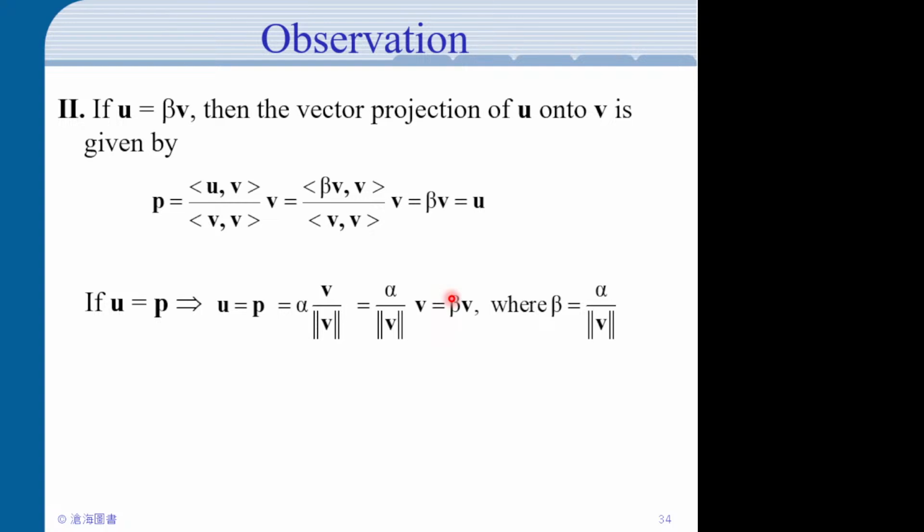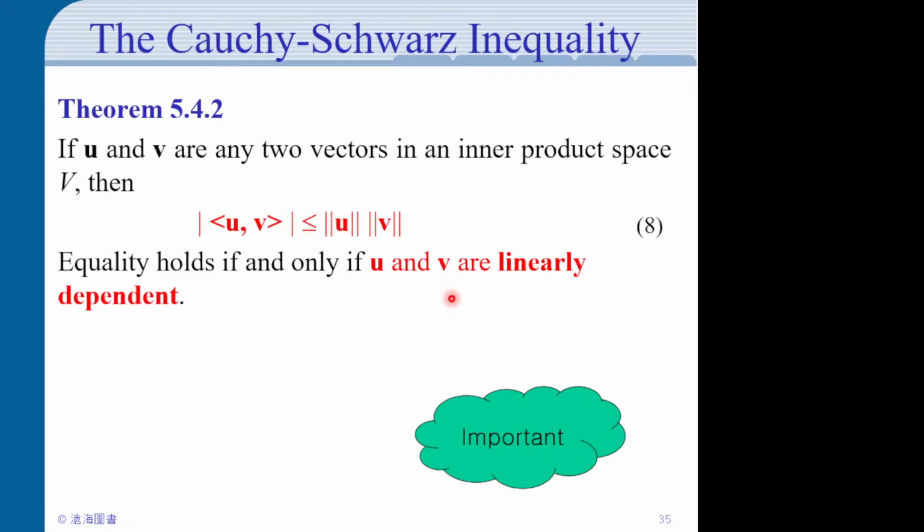Okay, and then we go to the next thing: proving the Cauchy-Schwarz inequality. We actually didn't prove this in Rn, so now let's keep proving this more general case. The Cauchy-Schwarz inequality says that the norm of the inner product of U and V is less than or equal to the norm of U times the norm of V. And equality holds if and only if U and V are linearly dependent.